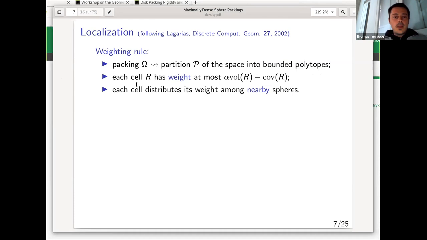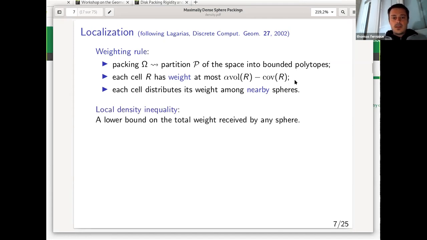So to be a bit more precise, the weight of a cell R is at most some constant alpha times the volume of the cell minus what I write cov hat R. It is the part of the cell which is covered by the spheres of your packing. So the less your cell is covered, the larger is its weight, as I told you. So this is the weighting rule.